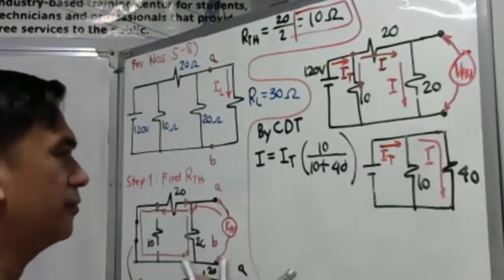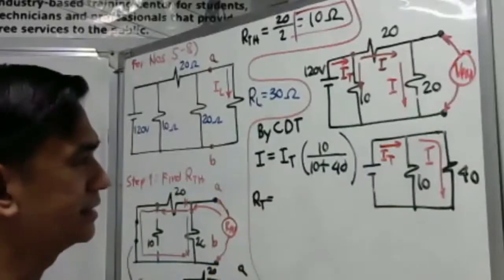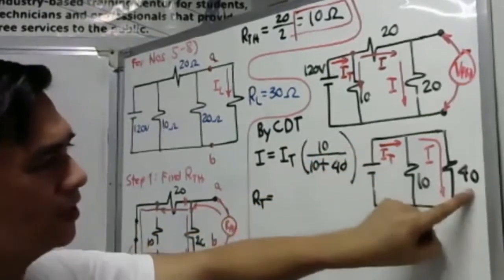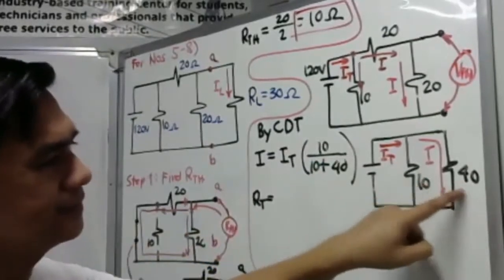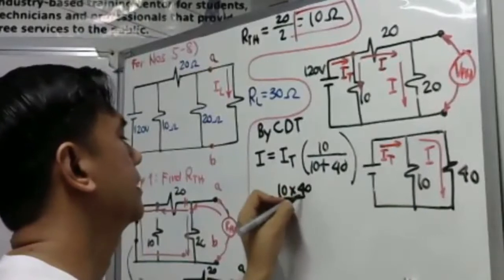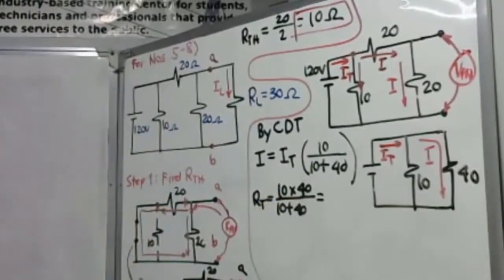So, let us get first our total resistance so that we can get our total current. What is our total resistance? If you put an ohmmeter here, what will be the measured value? Of course, the 40 and the 10 are just simply connected in parallel. Nakaparallel lang sila. So, therefore, it is 10 times 40 over 10 plus 40. So, what will be the value? Let us calculate. 10 times 40 divided by 10 plus 40 is 400 over 50. So, the answer is simply 8 ohms.